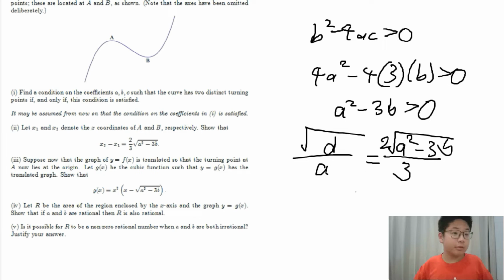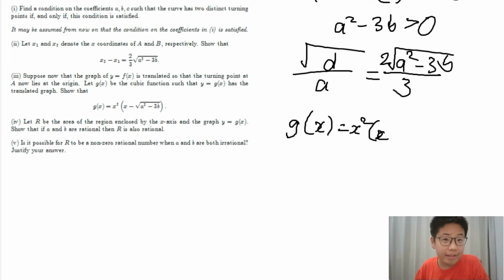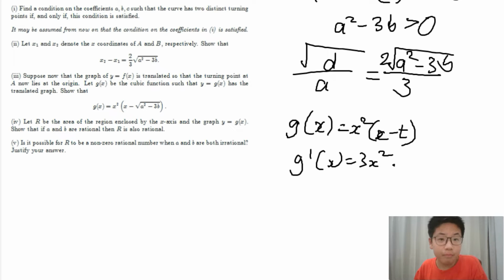Suppose now the graph of y equals f(x) is translated so that the turning point A now lies at the origin. Great. So the distance is 2 root a squared minus 3b over 3. So this cubic will have a repeated root at 0 and a root at t. So this means g(x) equals x squared times (x minus t). So this means g prime x equals 3x squared minus 2tx.